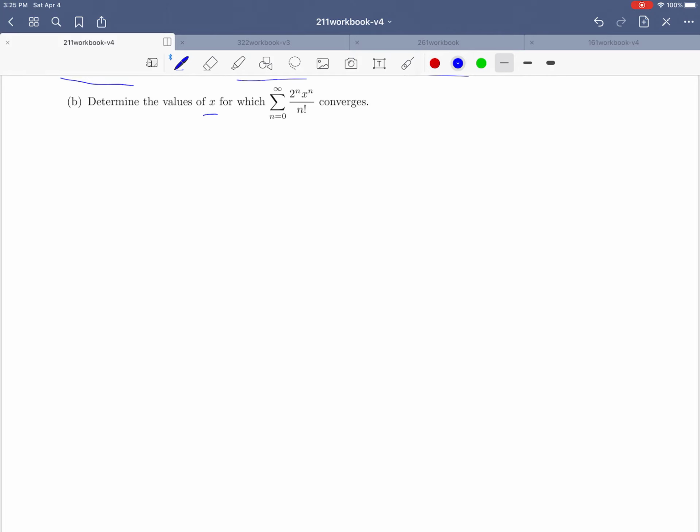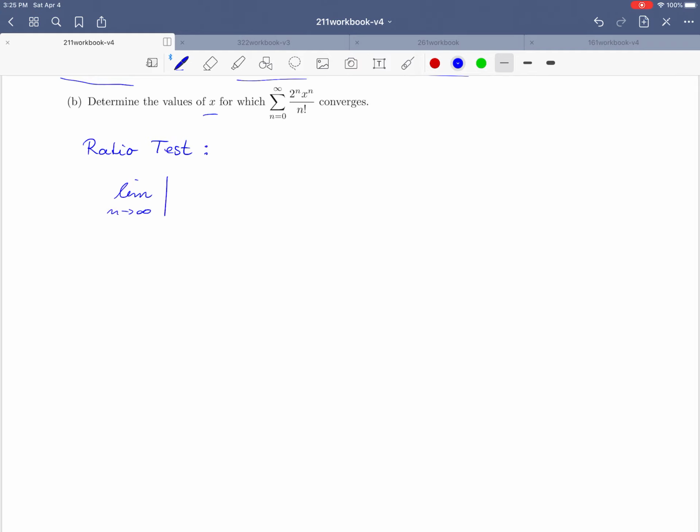Well, if you remember from earlier in this chapter, we learned about the ratio test. And the ratio test is going to be a great tool to help us answer this question, because it's going to allow us to figure out for what values of x we get convergence. So let's apply the ratio test on our series.